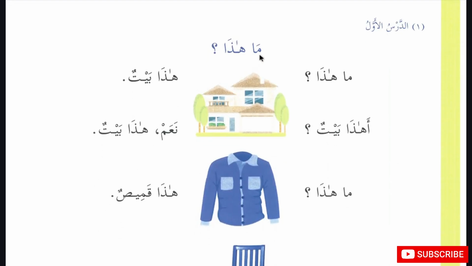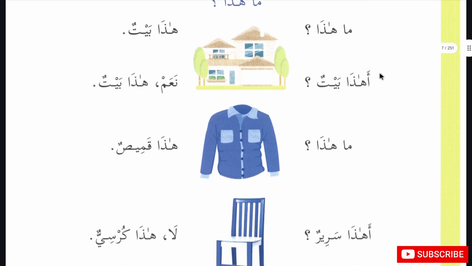So here, this is how you ask a question. This is one way of asking questions in Arabic. Ma hada, meaning what is this? Ma hada, you can say hada baytun. This is a house. One other way of asking a question is by putting the hamza alif at the front. So you can say ahada bayt. Is this a house? Naam, yes. Hada baytun. This is a house. So this is not like a question mark, but it kind of gives the meaning of a question.